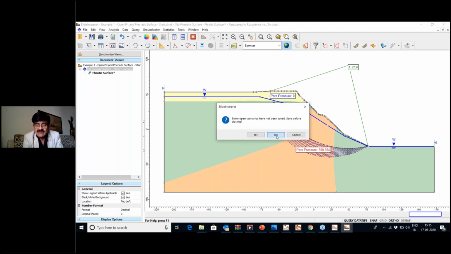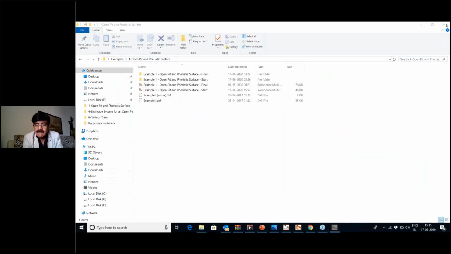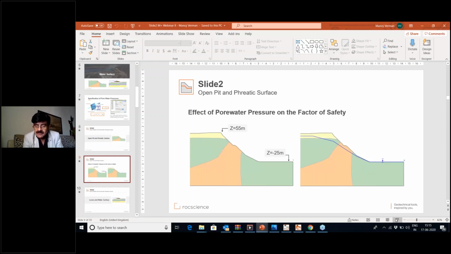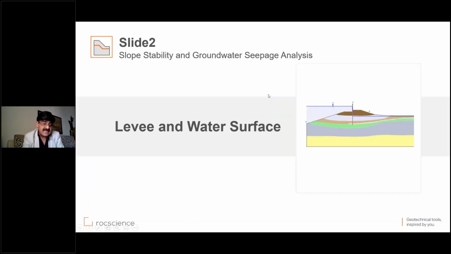Just give me a moment. And let's go back to the presentation. There we were. Let's go to the next example, which is quite an interesting example, and it's a real case study. Levee and water surface.